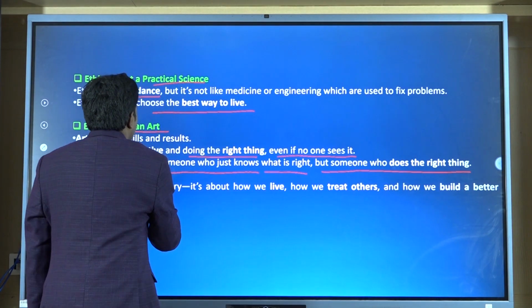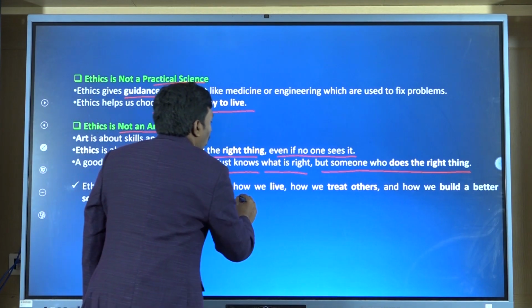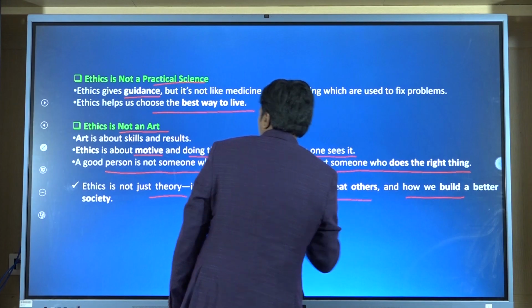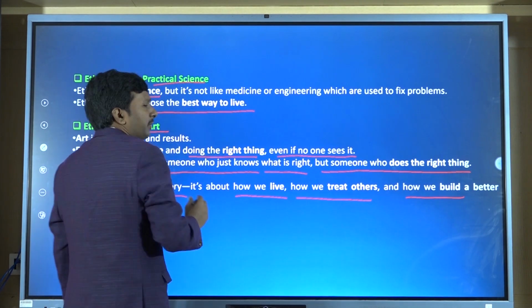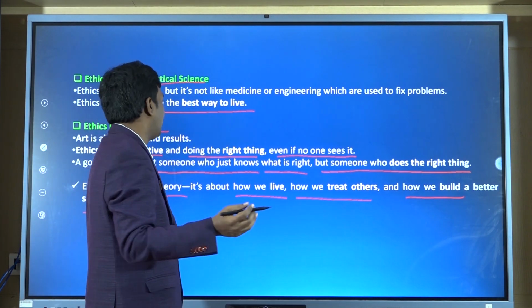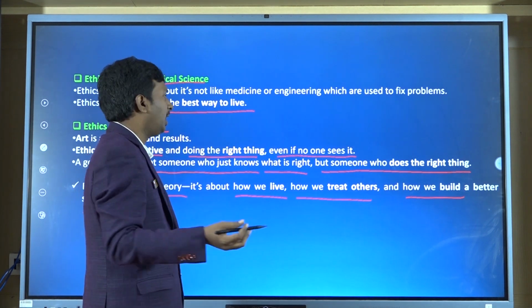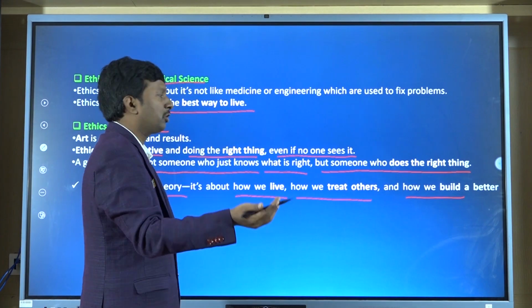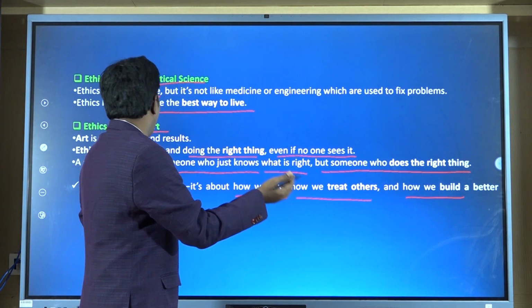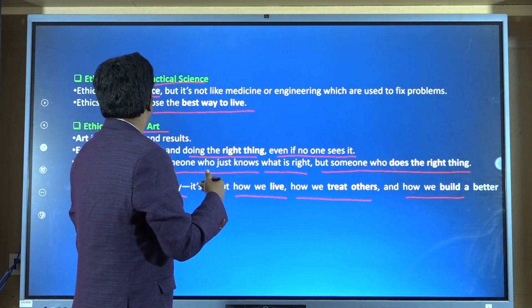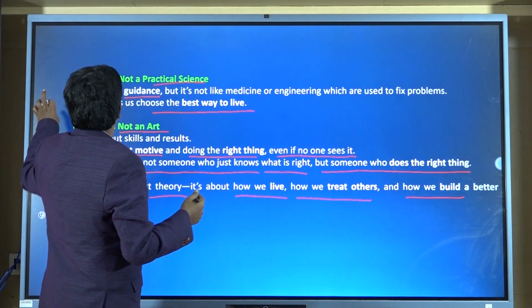So ethics is not just theory, it is about how we live, how we treat others and how we build a better society. So good ethics means good society, right. Ethics teaches how we have to live in society, how we treat others in society, and also how we build a better society. So ethics will teach us how we have to behave in society.